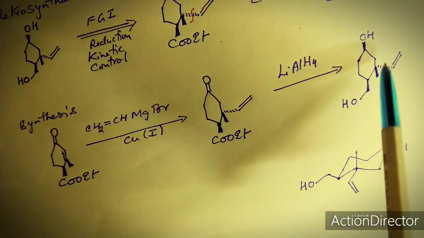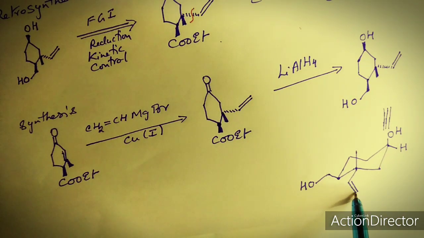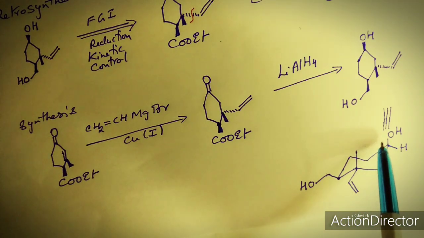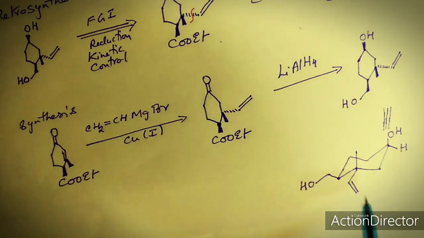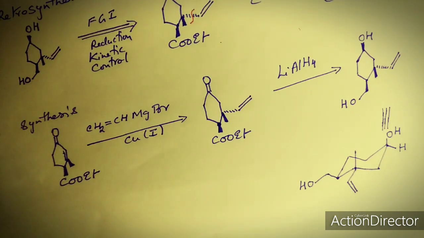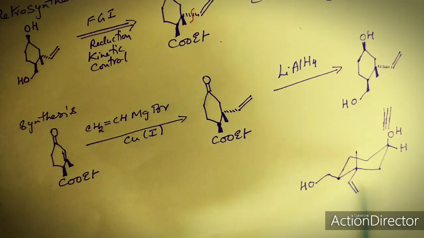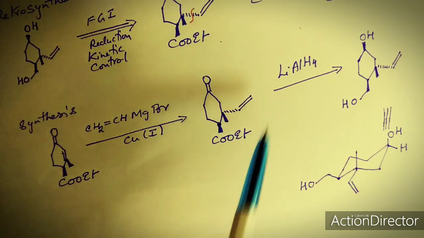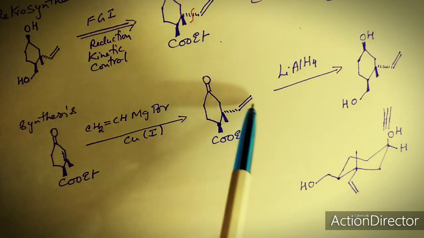This is equatorial, and as this is trans, this too will be equatorial, this vinylic group, because 1,2-diequatorial is trans. Now, since this is equatorial and this end is trans to it, obviously this will be axial, because 1,3-diaxial is cis, but 1,3 axial-equatorial is trans. And we have managed it how? The stereoselectivity has been managed by kinetic control of the reduction process, and this has of course been formed highly favored stereoselective because of the bulkiness of these two groups.